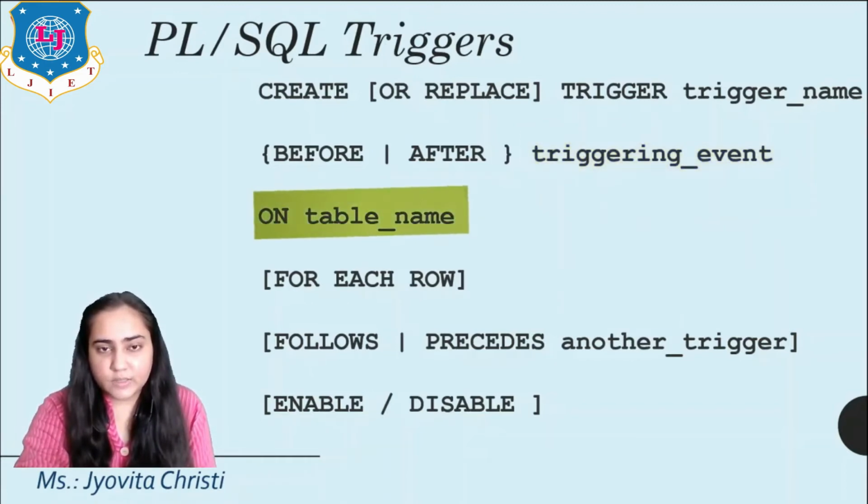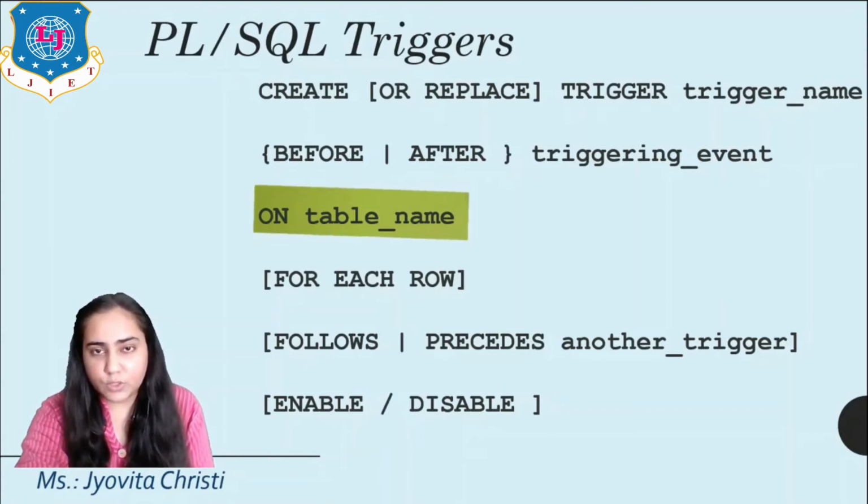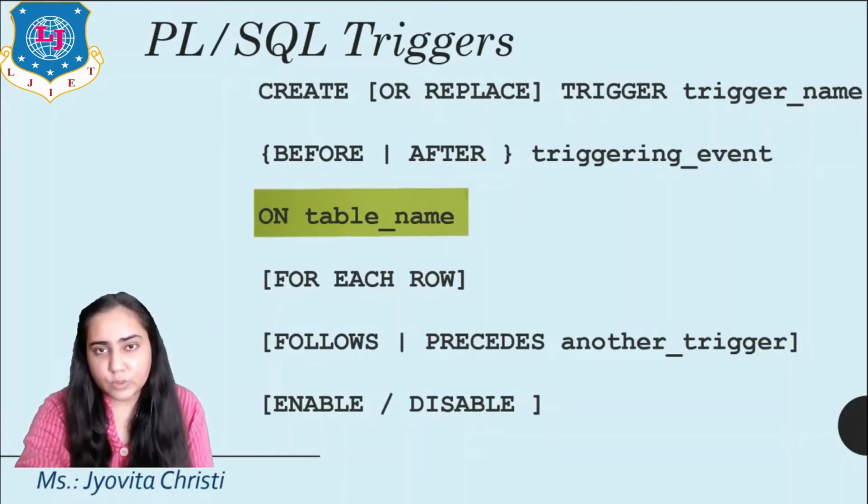The next part is on table. So this is the place where you will specify on which table exactly this event is taking place. You don't want to perform the trigger on every type of table in which insert takes place. You might want to do it on a certain type of table. So you will mention that if insert takes place on this table, then I want my trigger to execute.